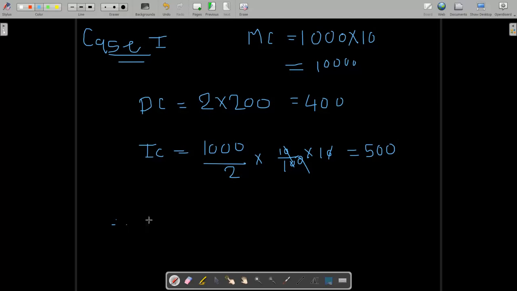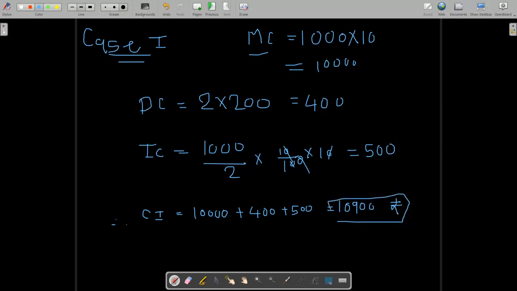So total cost in the first case from vendor X, I'm writing C1, okay. Here case 1, C1 cost is what? Material cost, that is 10,000 rupees. Downtime cost 400 rupees, and 500 rupees inventory cost, so it is 10,900 rupees. Okay, so this is our first case.